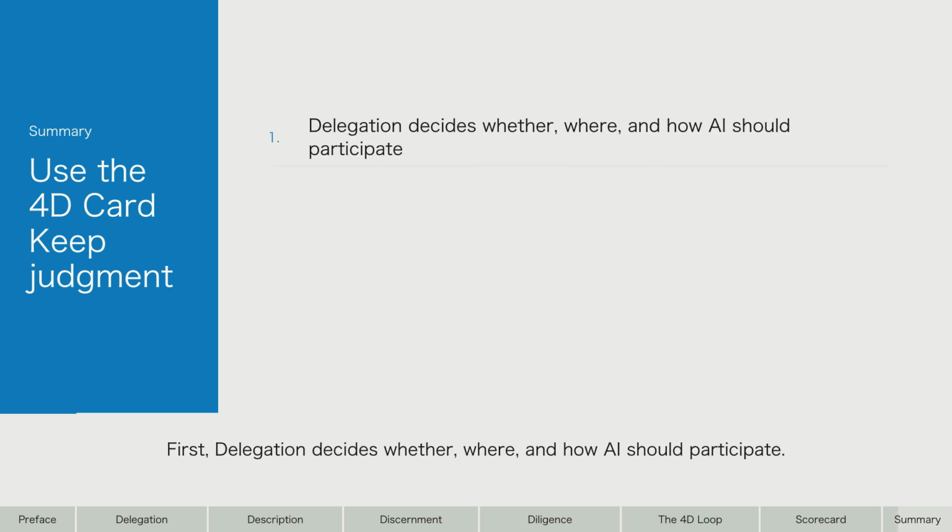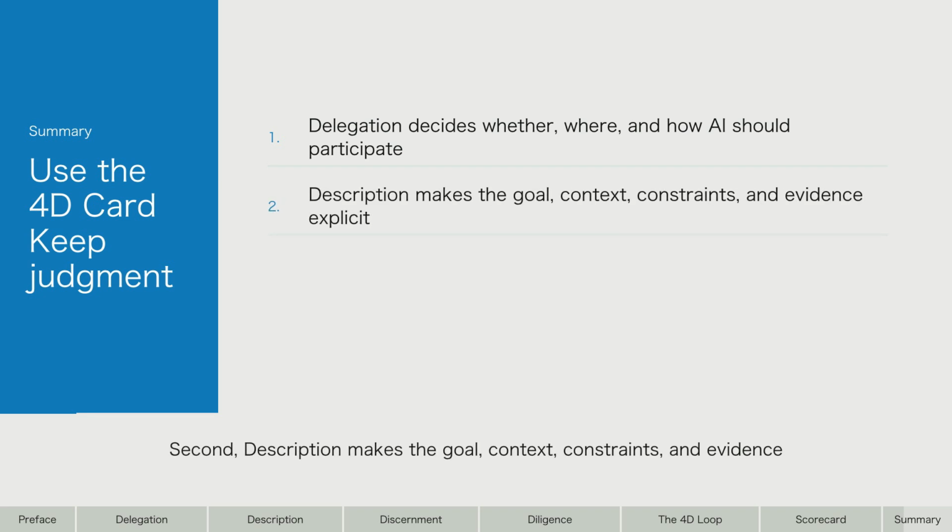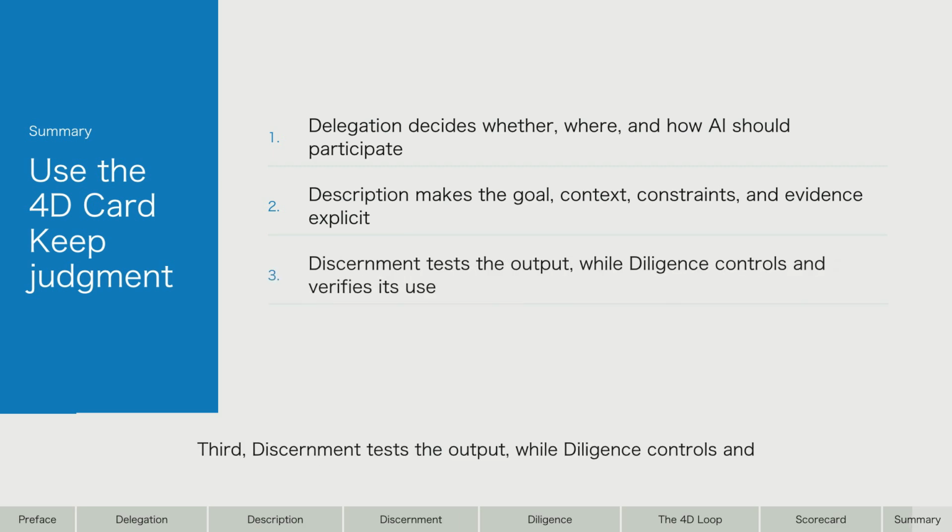First, delegation decides whether, where, and how AI should participate. Second, description makes the goal, context, constraints, and evidence explicit. Third, discernment tests the output, while diligence controls and verifies its use.